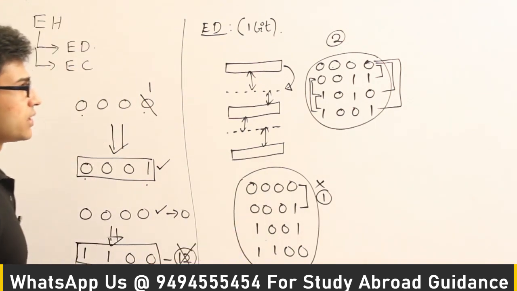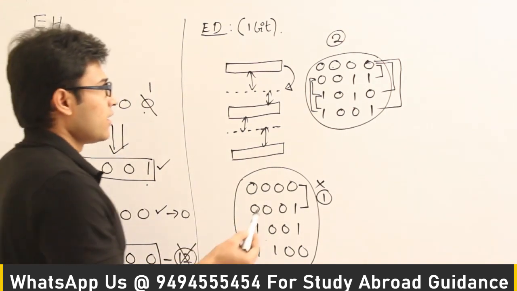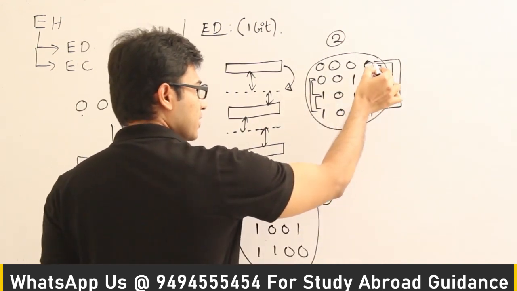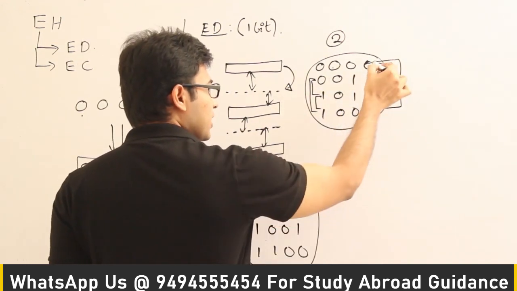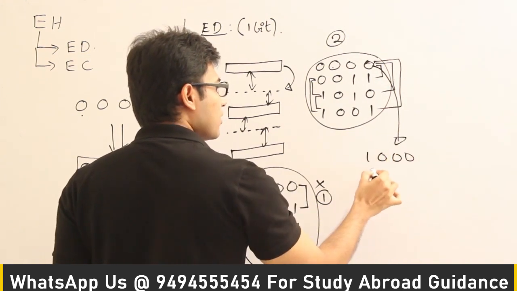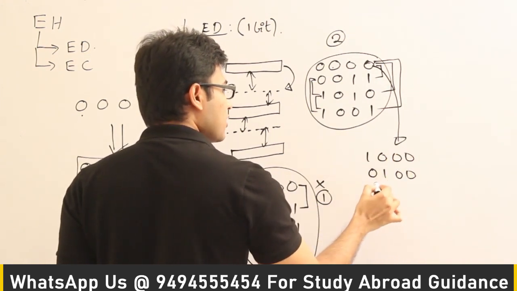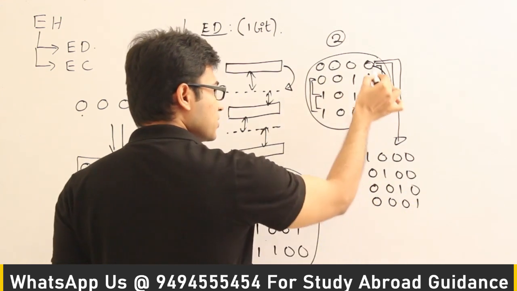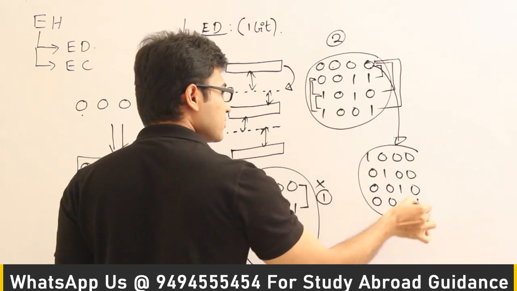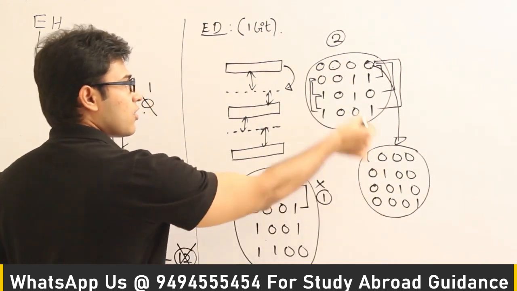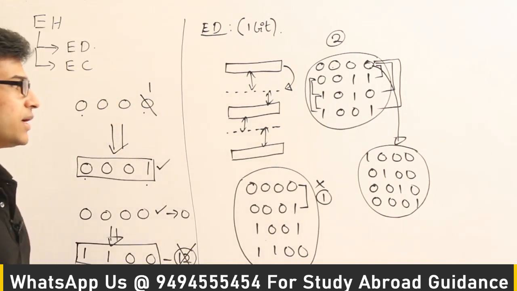So if you understood this, just try to see this. Let's see what happens if there is a single bit error for this one. It might take it to either 1000 or 0100 or 0010 or 0001. So this one might become any one of these because of single bit error. Now if you check it, these four are not valid.